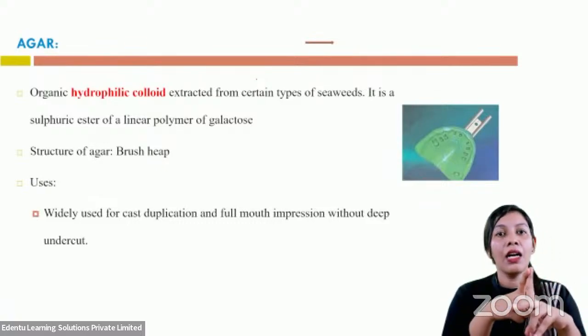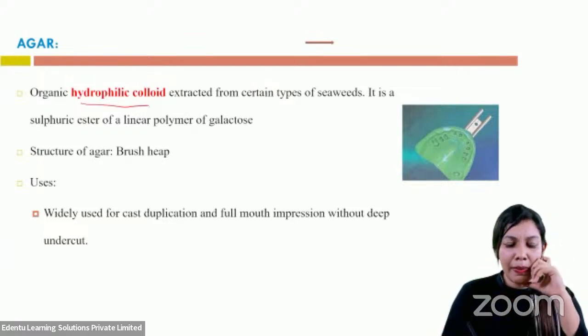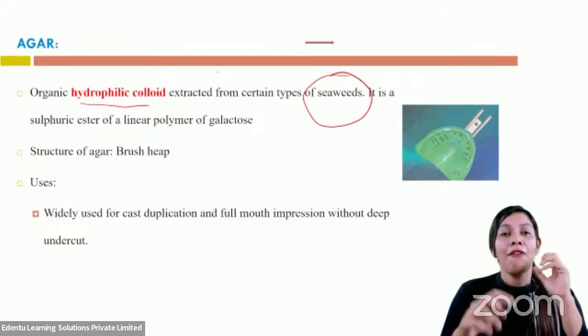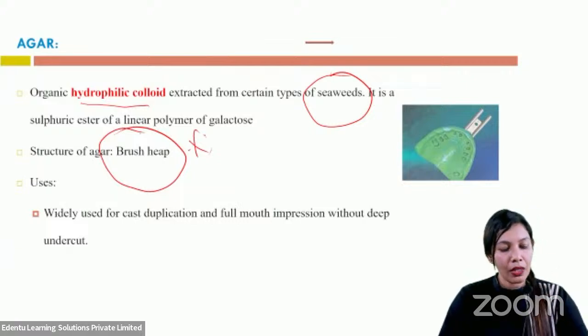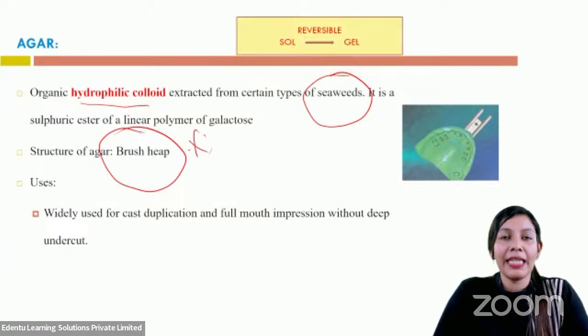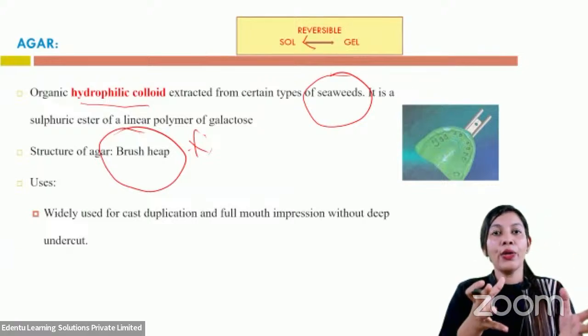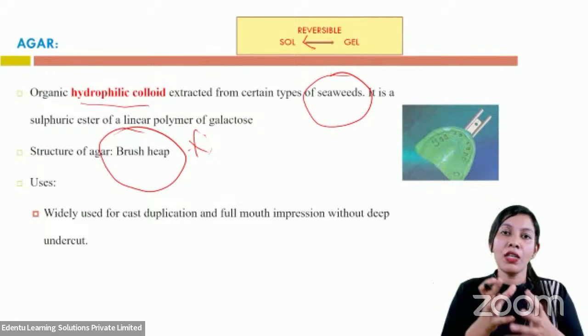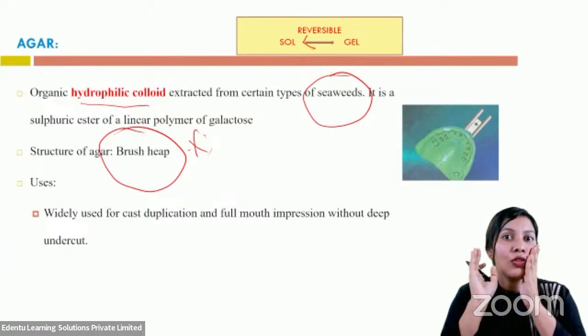So talking about agar, it is reversible and it is a hydrocolloid. Agar has been collected from seaweed. When it's set, it has a brush heap appearance. Very important, and again asked as a viva question. It is called a hydrocolloid because it can change from a solid to a gel form, a gel to a solid form. That is why it is called a reversible hydrocolloid.